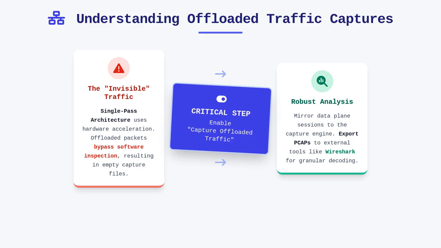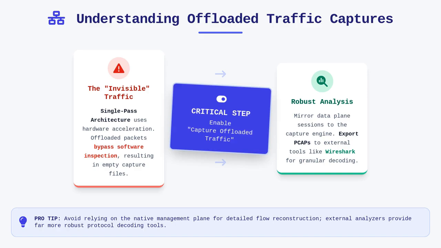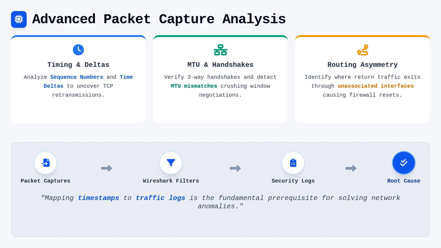Once you successfully collect your PCAP files, the native management plane interface is rarely the best place for detailed analysis. Instead, you should export these files to an external analyzer like Wireshark, where the granular protocol decoding and flow reconstruction tools are far more robust. When you open these captures in an external tool, focus specifically on the sequence numbers and the time deltas between packets. Often, connectivity issues that appear to be policy-related are actually timing issues, TCP retransmissions, or window size negotiations being crushed by mismatched MTU settings along the path.